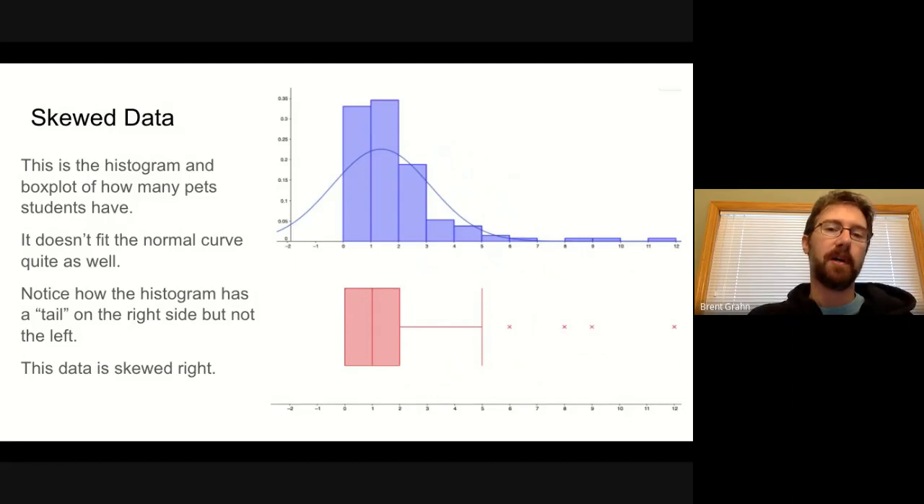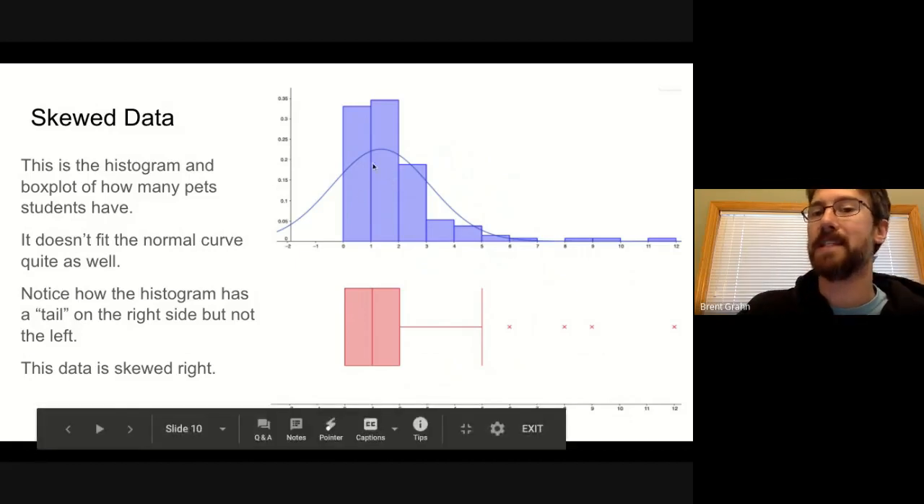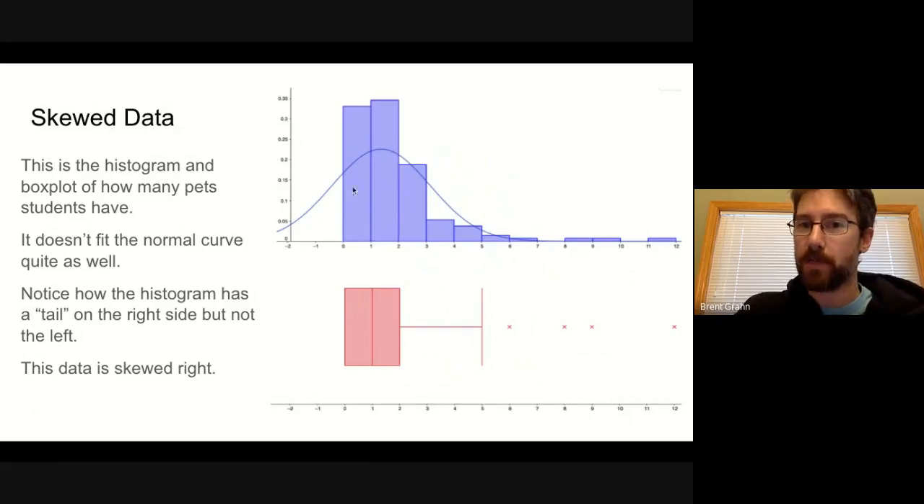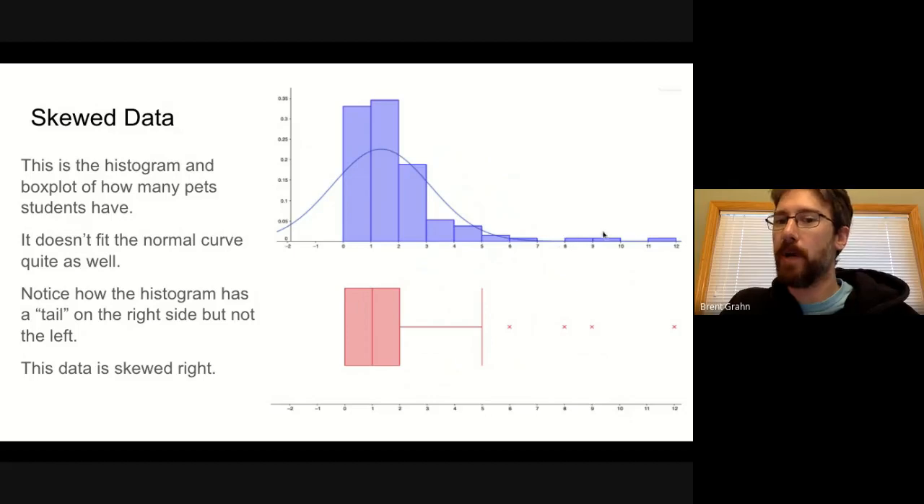This is somewhat unintuitive because a lot of times if you ask, is this data skewed to the right or the left, students will say to the left because most of the data is to the left. But really what that's saying is the majority of students have either 0, 1, or 2 pets, but the average is being skewed. The mean is being pulled to the right by these extreme values.